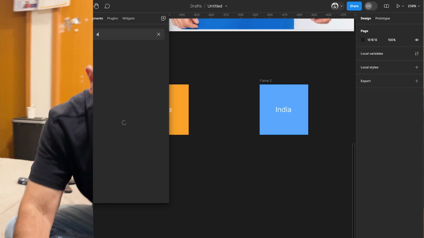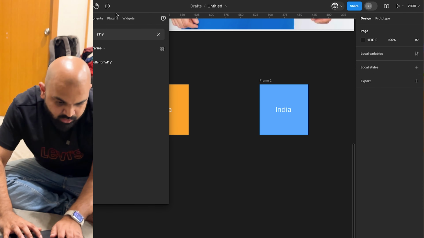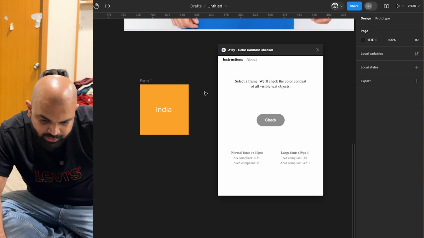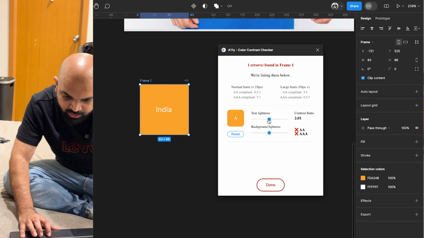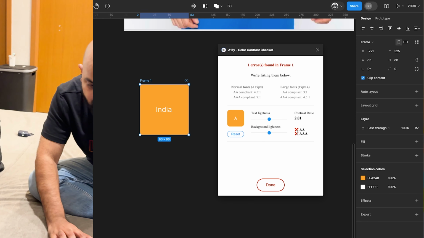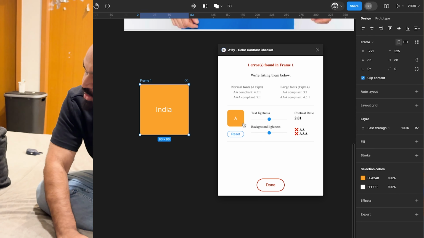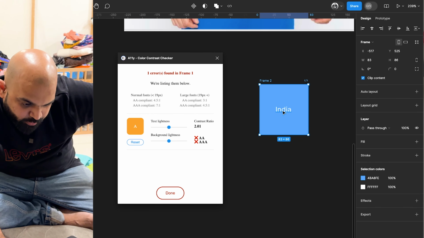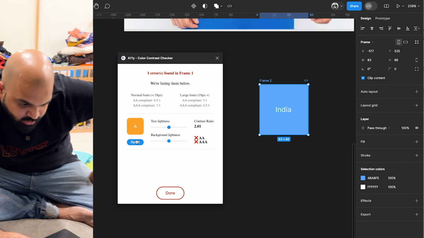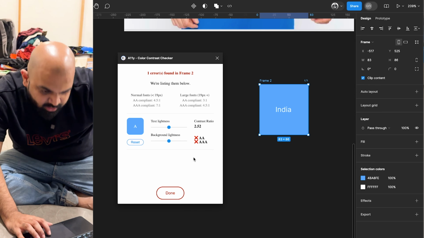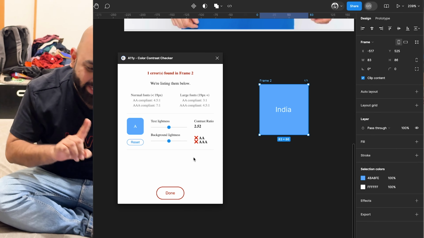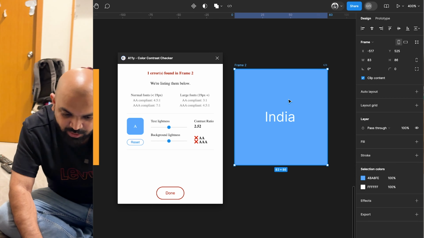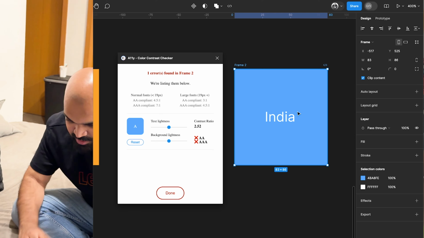You can go to A11Y, you can go to a plugin, color contrast checker. Okay, so if I select this particular frame, click on check, see, it is failing. On orange, this white text is failing over here, right? But if I go and check this blue, reset, done, check. Oh, it's failing here also. No, wait. It's also to do with the darkness of the particular color as well. Yes, with this blue, definitely it is failing.